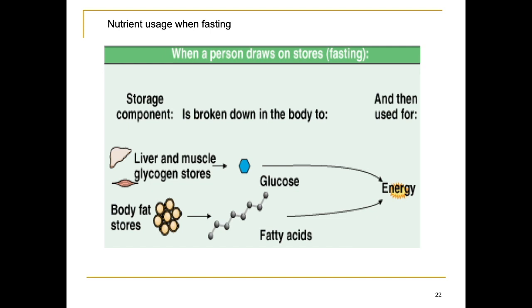Now, when you're fasting, you draw on your energy stores. So this is when you draw on the glycogen stores in your liver and muscle to produce glucose and then energy. Your body fat stores will be rendered into fatty acids, which will then also be used for energy.